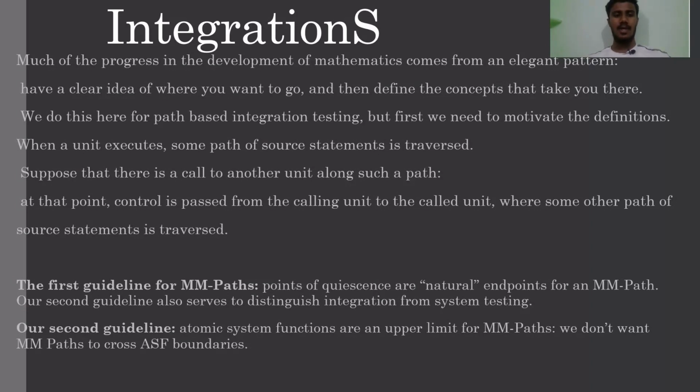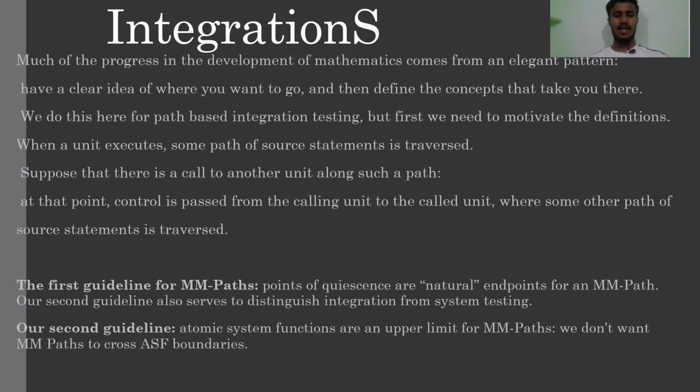When a unit executes, some path of source statements is traversed. Suppose that there is a call to another unit along such a path. At that point, control is passed from the calling unit to the called unit, where some other path of source statements is traversed. The first guideline for paths: points of quiescence are natural endpoints for a path.